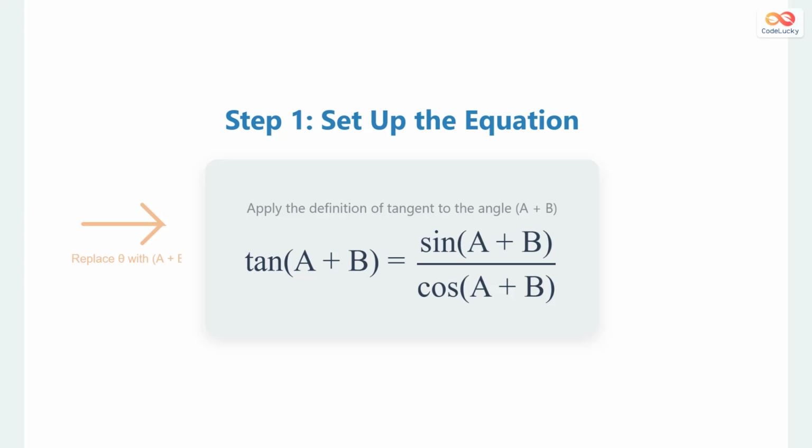Now, let's apply that definition to our sum of angles. If we want to find the tangent of the quantity A plus B, we can write it as the sine of the quantity A plus B divided by the cosine of the quantity A plus B. This gives us a starting point to use our known formulas.